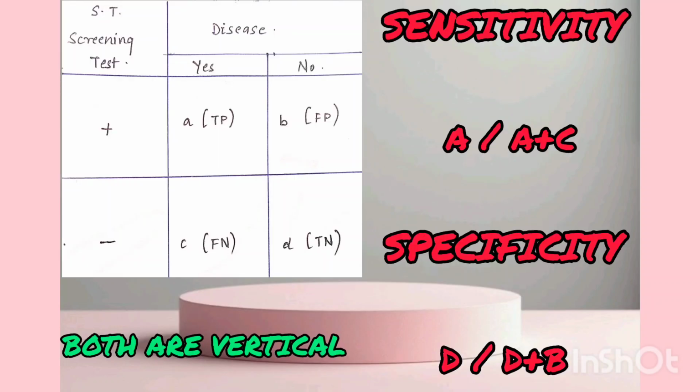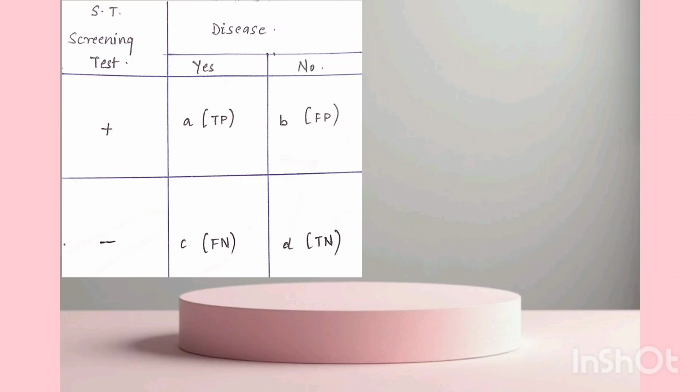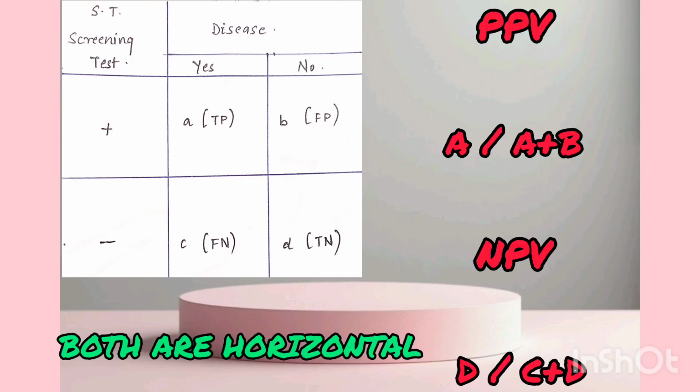So very important to remember these formulas. Sensitivity is A upon A plus C, and specificity is D upon D plus B. Both are vertical. With respect to positive predictive value and negative predictive value, both are horizontal. PPV is A upon A plus B, and NPV is D upon D plus C.